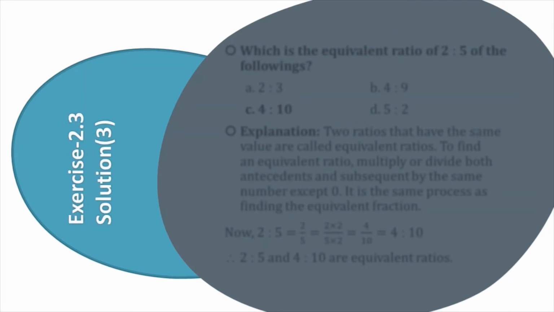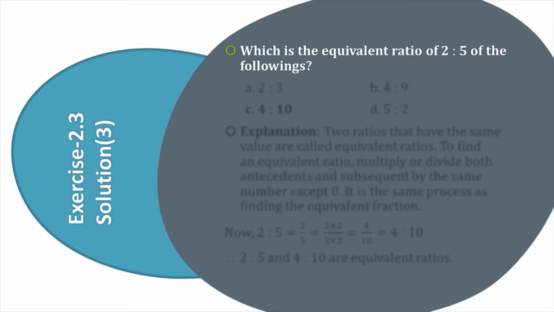Let us see the solution number 3. That is the question, which is the equivalent ratio of 2:5 of the following. Let us see the options. A 2:3, B 4:9, C 4:10, D 5:2. As you can see the marked part, that colorful part in here, that is C 4:10 is our desired answer. Let's see how we get this answer.